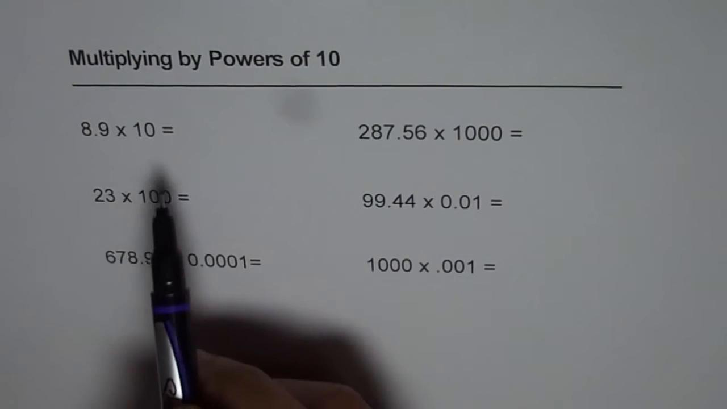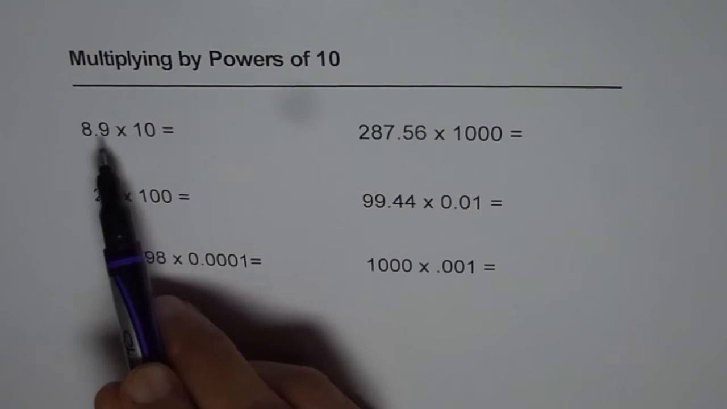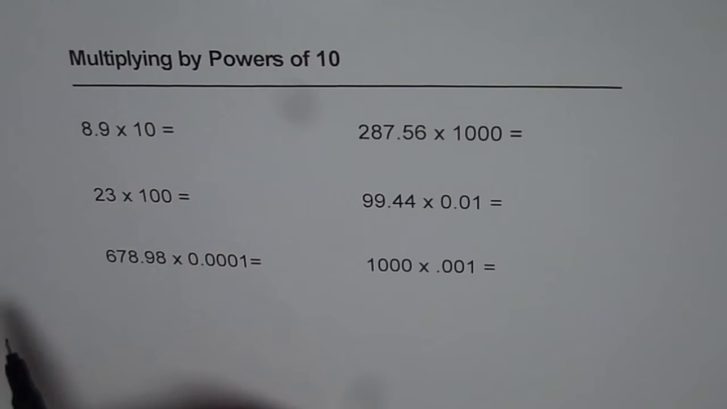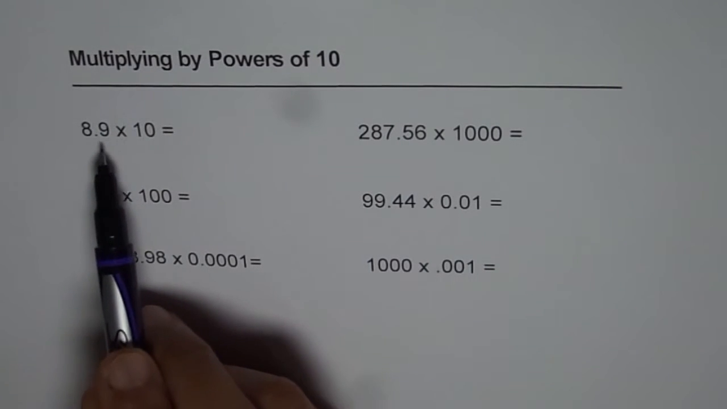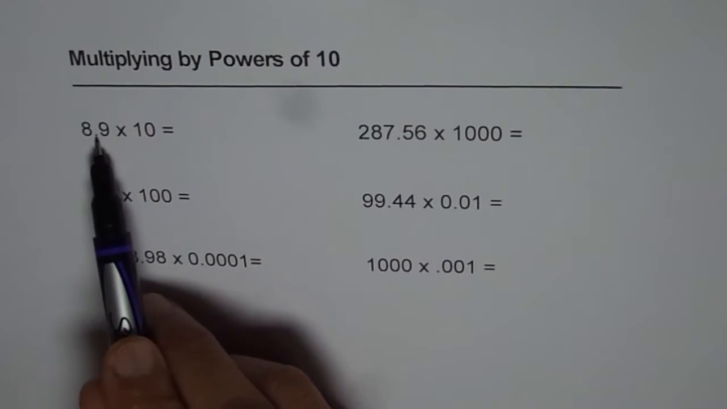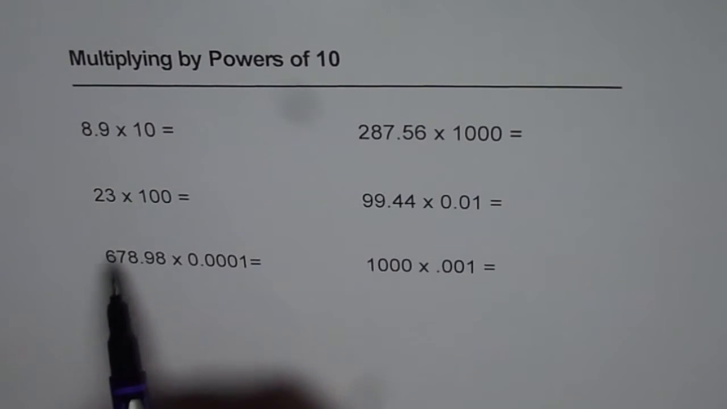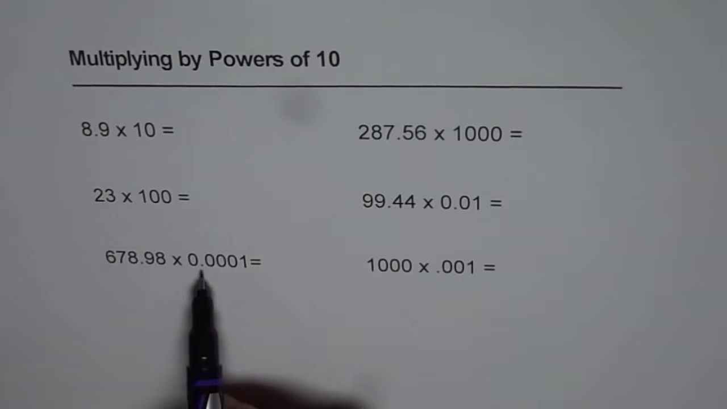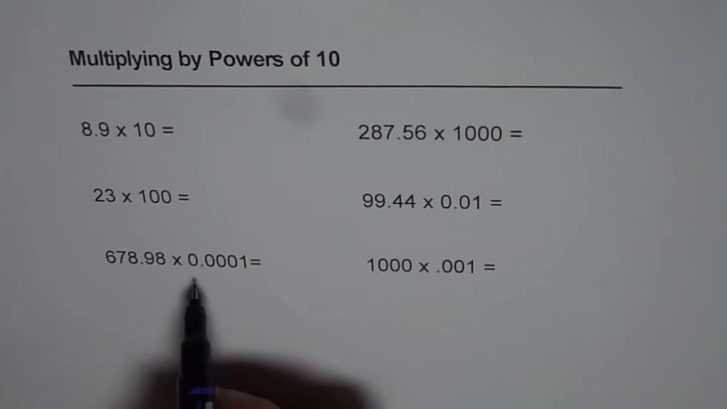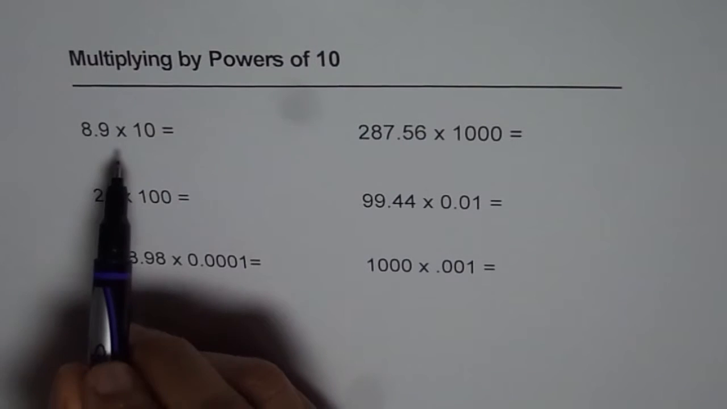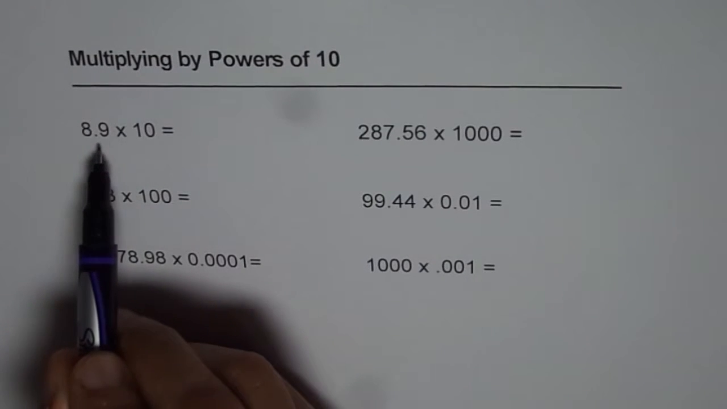Now, when we multiply by powers of 10, we basically move the decimal either to the right or to the left. If the answer should be greater, the decimal point should be moved to the right. If the answer should be smaller, especially when we are multiplying by smaller numbers like 0.1, 0.01, 0.001, in such cases, we move the decimal to the left. So first, let's think where we should be moving the decimal to.